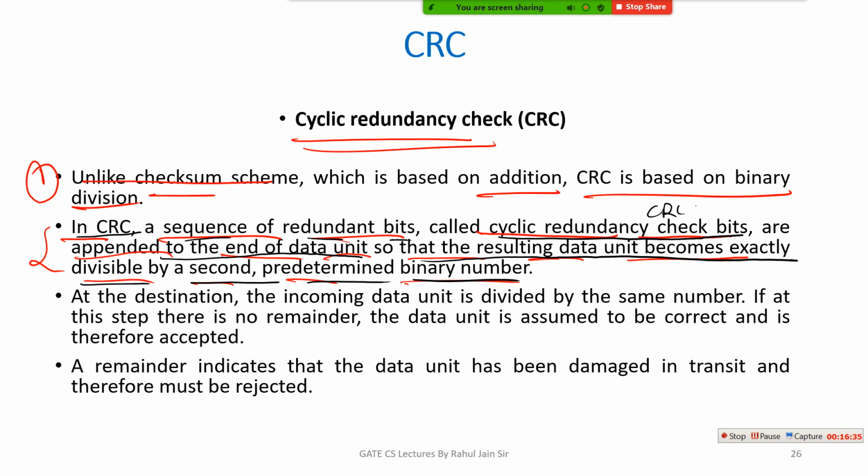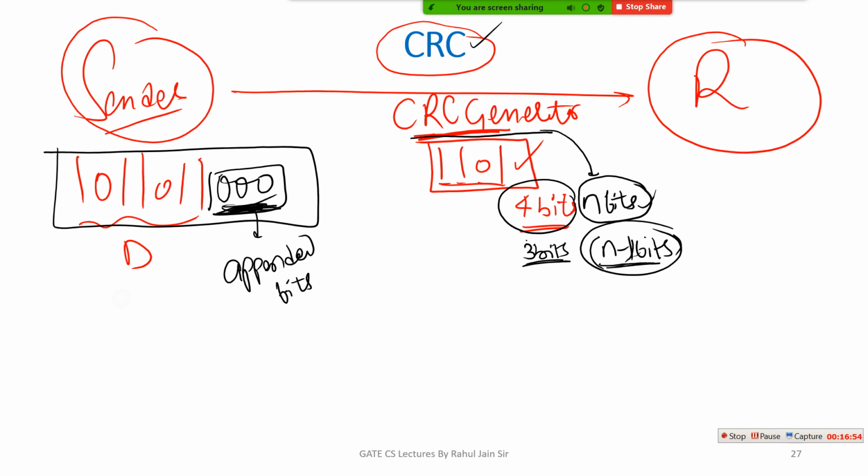The next point is that at the destination the incoming data unit is divided by the same number. If at this step there is no remainder, the data unit is assumed to be correct and is therefore accepted. Focus again here. How many appended bits have I added? 3 appended bits, that is 3 zeros I have added as appended bits.